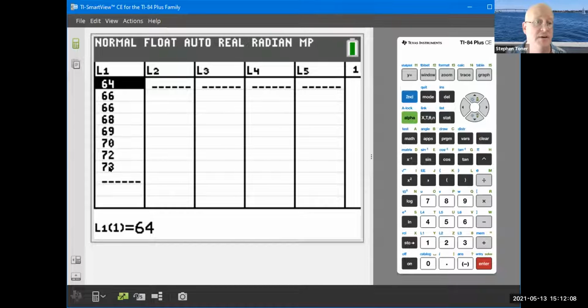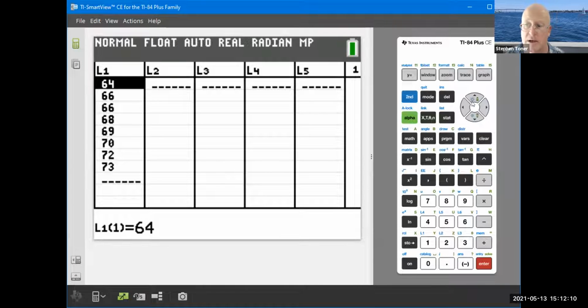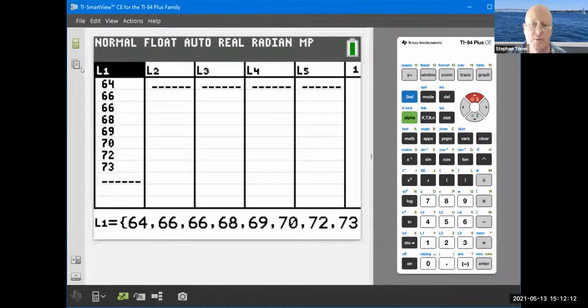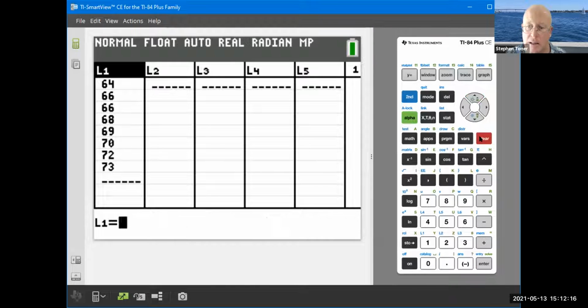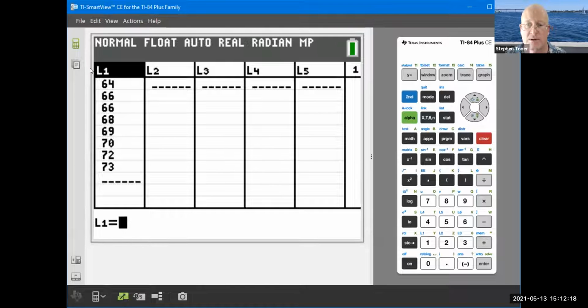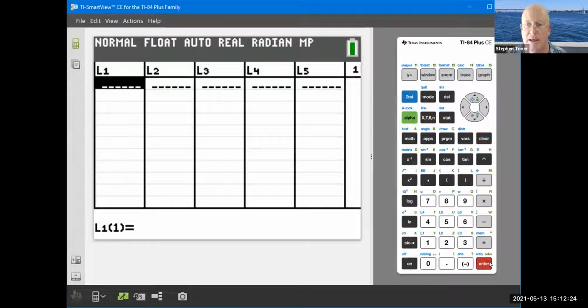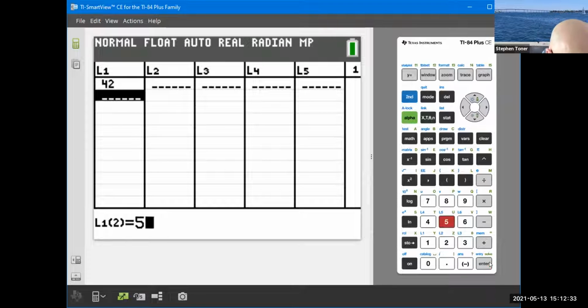Now I've got some stuff in here from a previous problem. So I'm going to go up to the top of the row. I'm moving my up arrow key to the top, and I'm going to hit clear, because whenever I do something in the top of a list, it applies to everything in that whole list. When I hit enter, that whole list is cleared out. So I'm now going to type in the numbers 42, followed by 52, 53, 55, 66, 68.